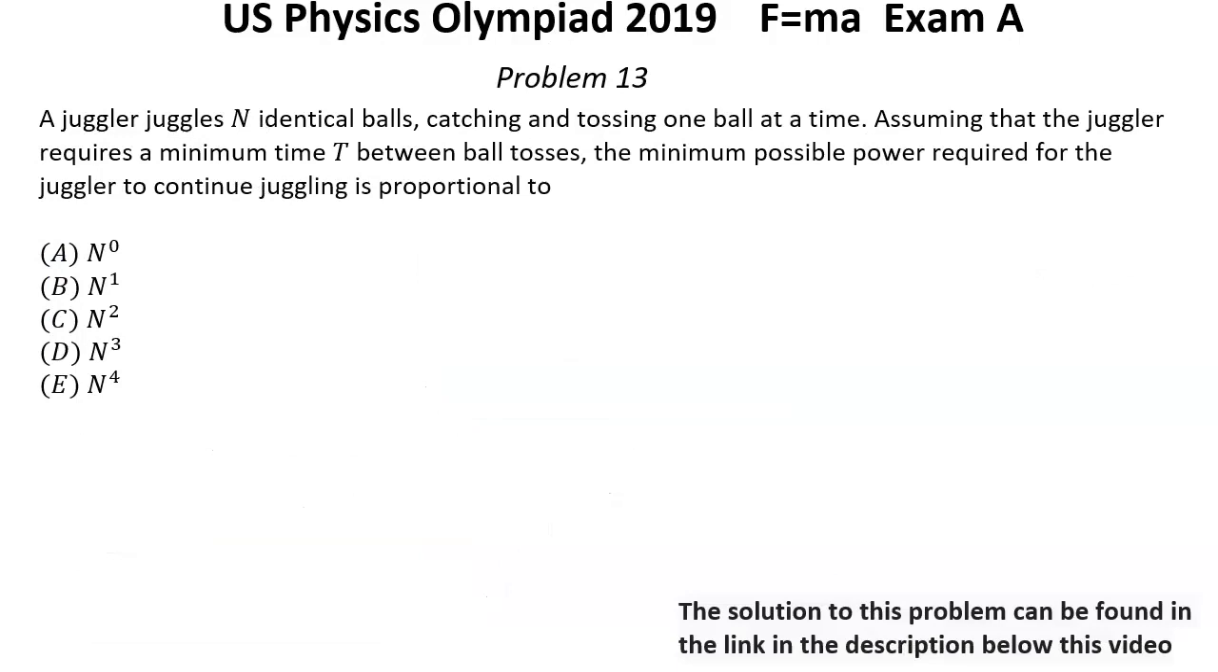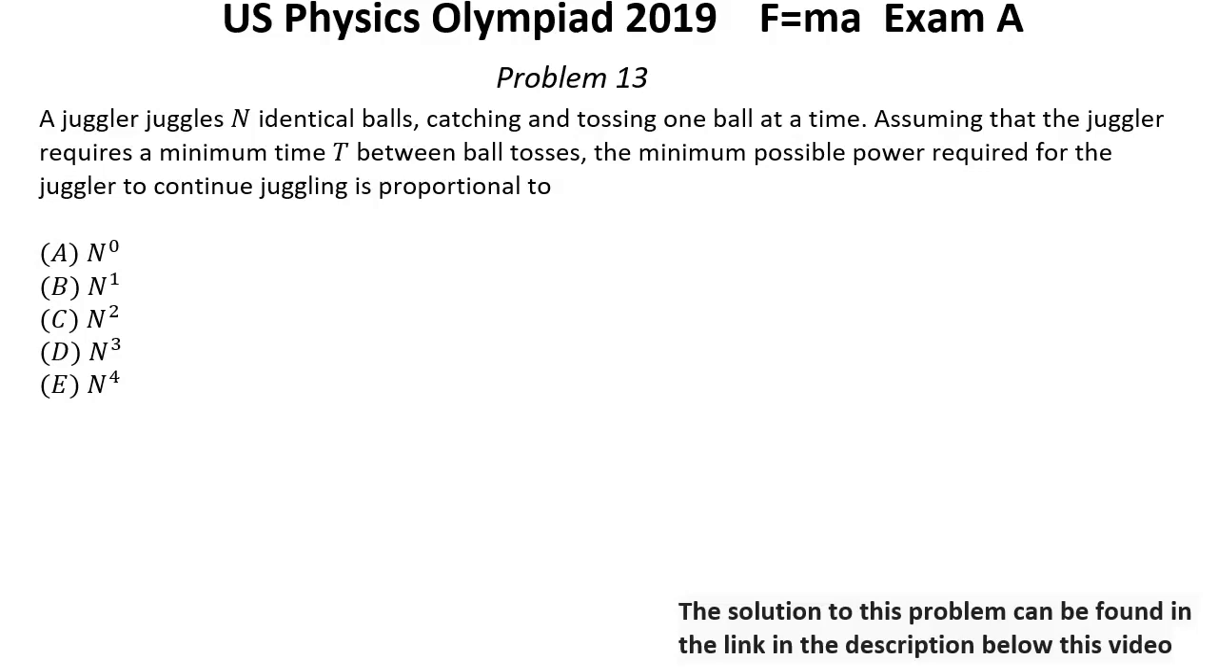Problem number 13. A juggler juggles n identical balls, catching and tossing one ball at a time. Assuming that the juggler requires a minimum time big T between ball tosses, the minimum possible power required for the juggler to continue juggling is proportional to the next one. Solution for problem number 13.